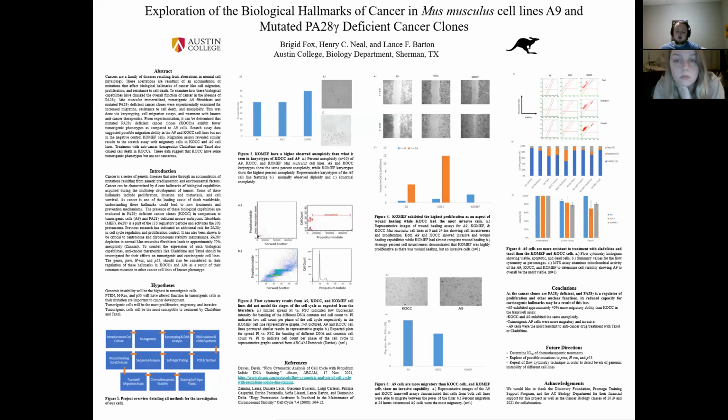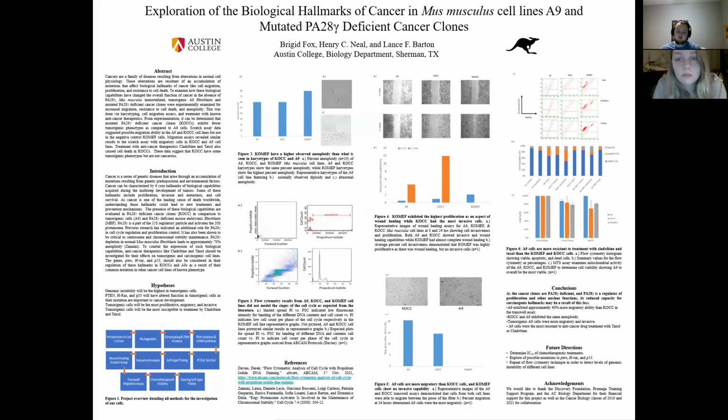In our conclusion, we see that as a cancer clone of PA28γ deficient, PA28γ is a regulator of proliferation and other nuclear functions. Its reduced capacity for carcinogenic hallmarks may be a result of this loss. We see that A9 exhibit approximately 40% more migratory ability than KOCC. KOCC and A9 exhibit the same aneuploidy. Tumorigenic A9 cells were more migratory and invasive, as well as more resistant to anti-cancer treatment drugs like Taxol or Cladribine.